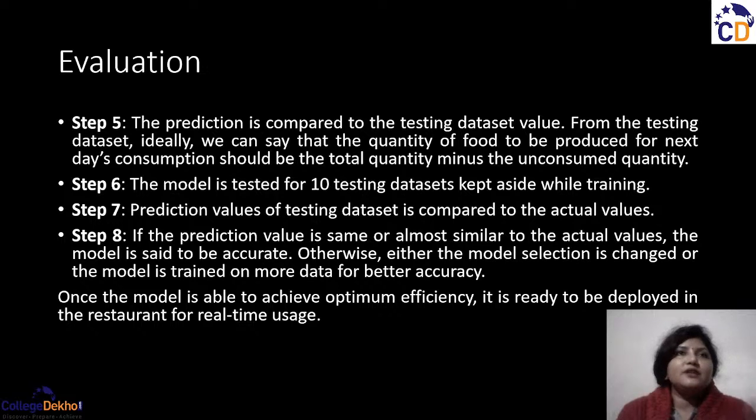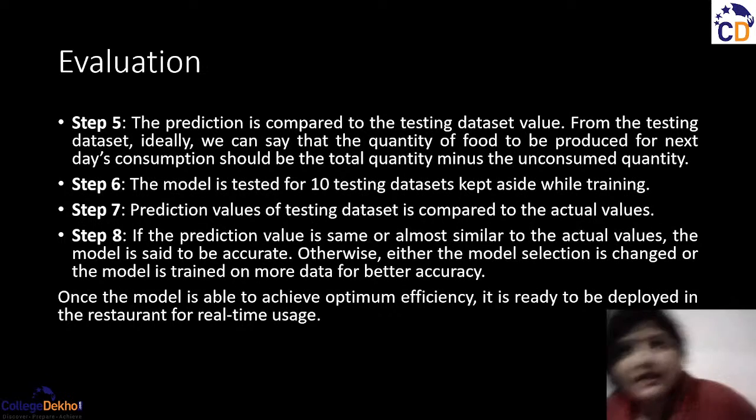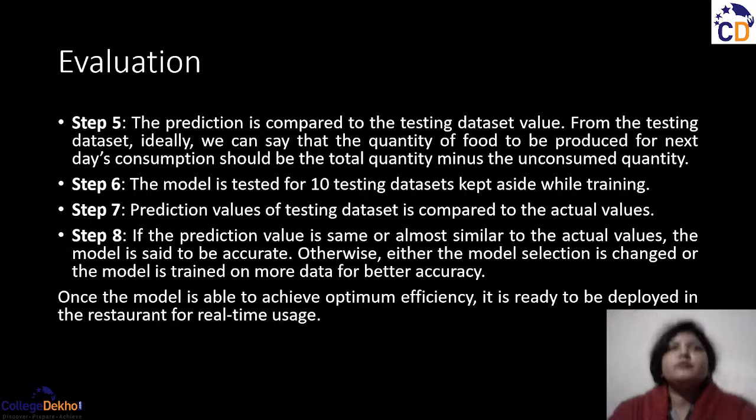Right, and within this part we may use a train test split method, or we may use a cross validation method. So any method can be used for evaluating the system. Step 8: if the prediction value is the same or almost similar to the actual values, the model is said to be accurate.